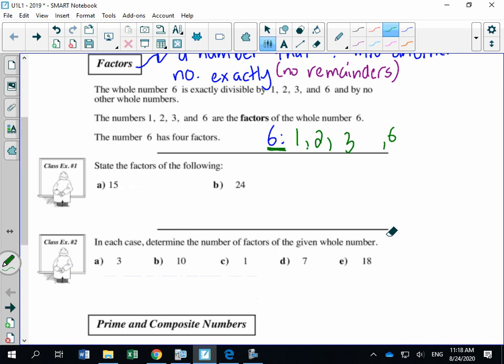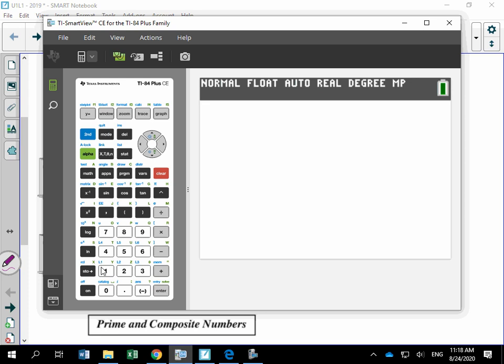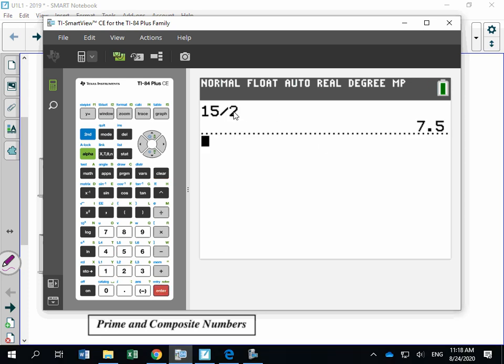Okay, so let's do class example number 1. State the factors of the following. 15. Always write the number 1 and the number I give you. So 1 and 15 are factors of 15. Then you would say, what's 15 divided by 2? 2 is not a factor of 15. It does not divide in evenly.